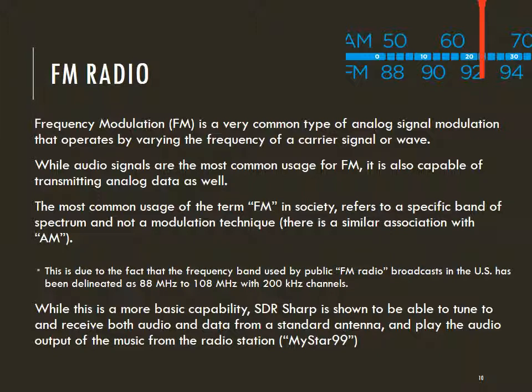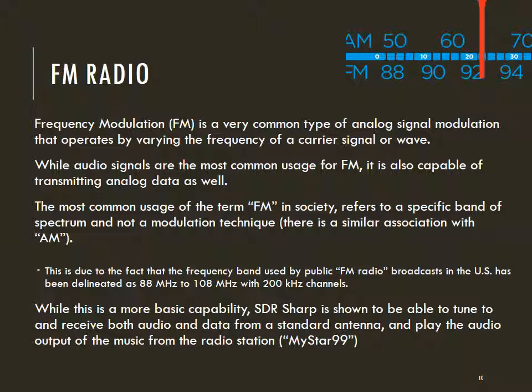FM, or frequency modulation, is actually a signal modulation technique used for more efficient use of the spectrum by varying the frequency of an analog carrier signal or wave. This has many applications in the realm of RF beyond just delivering your favorite songs or news programs to your car's radio receiver. However, FM radio, as it's come to be known by most, refers to a specific portion of the RF spectrum from 88 MHz to 108 MHz, with 200 kHz channels for separation.